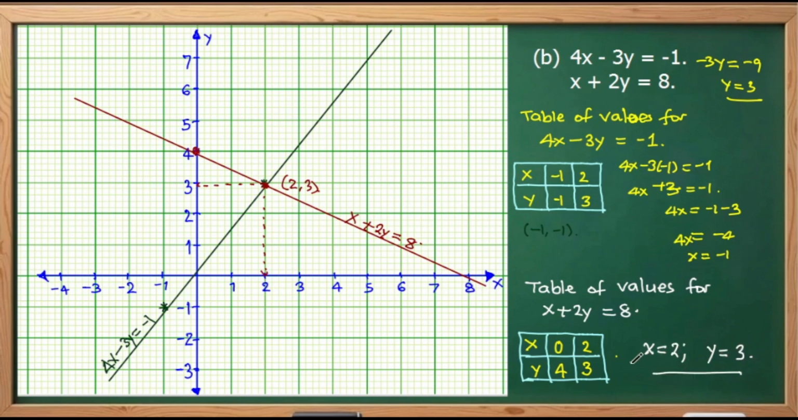Another thing here, you can see from the table of values, we have a point that looks the same, 2, 3 and 2, 3. Whenever you get this kind of points, then that is where the solution lies. So up to this point, let us move on to see the checkpoint.